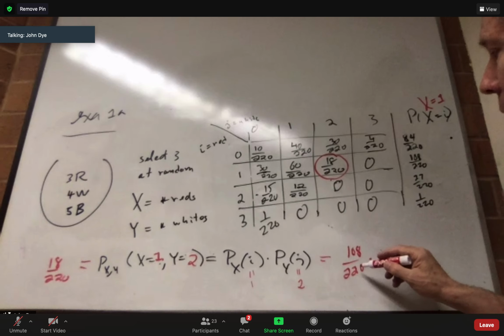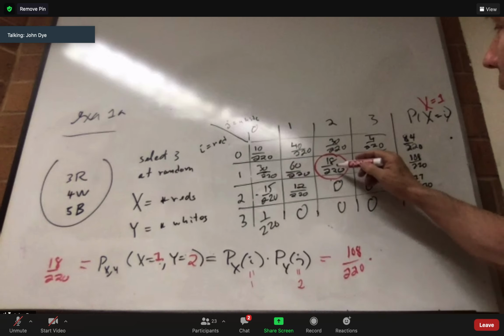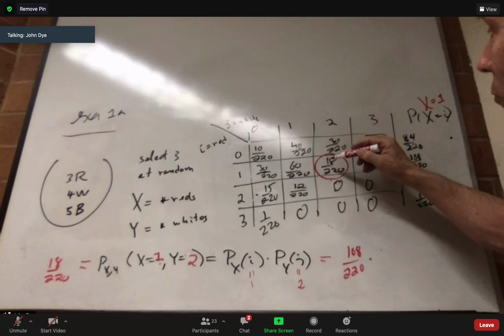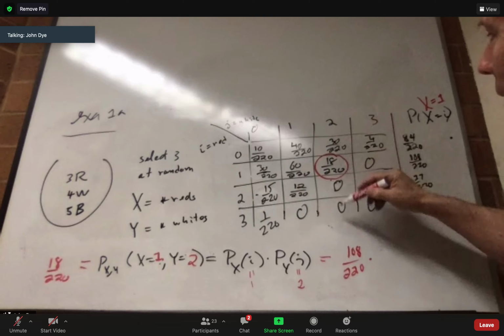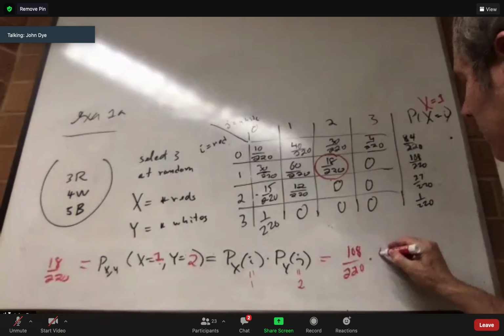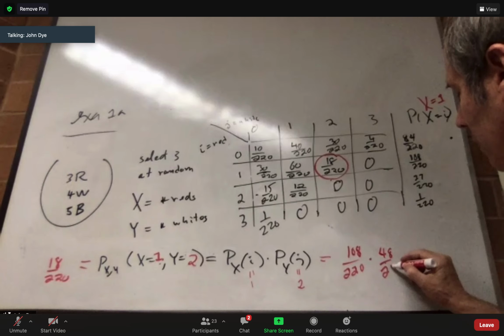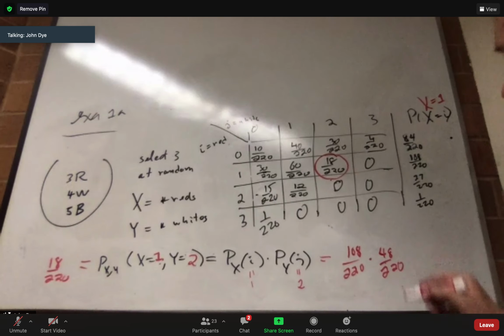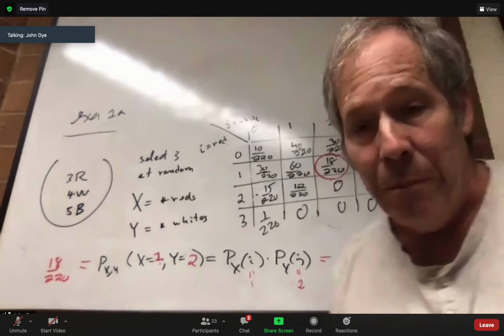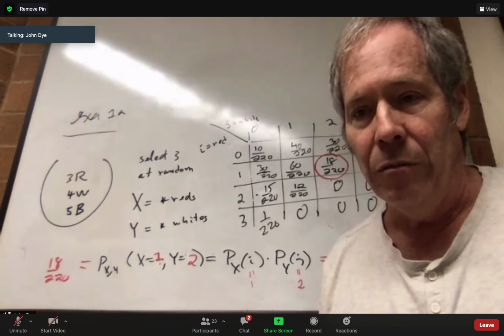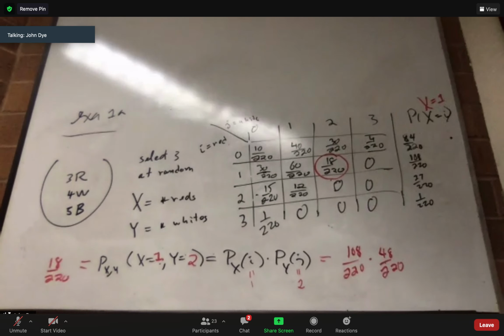The red one is the 108. So red, yeah, right. So down. So we're talking about 2, right? So we have to go down. So that's 48 over 220. Now, if these are not equal, if that's not equal to 18 over 220, then they're not independent. This is the case, we've just shown. But I don't know. We use the calculator.